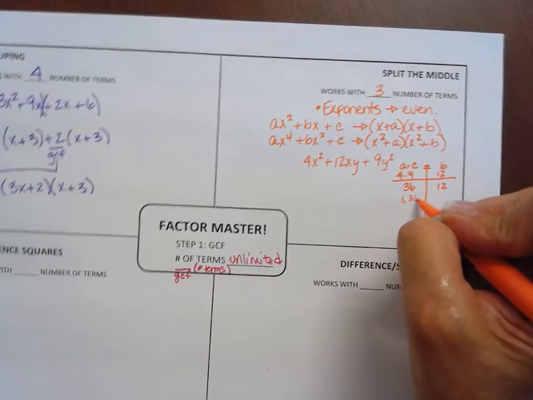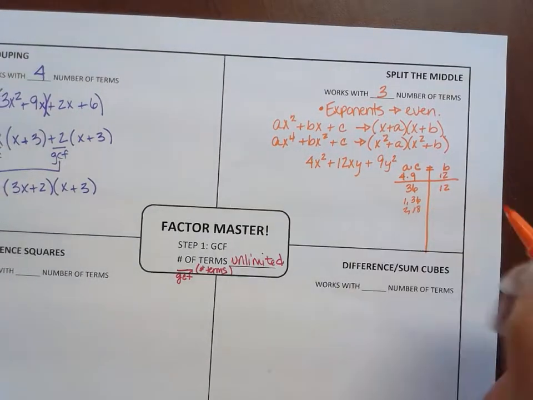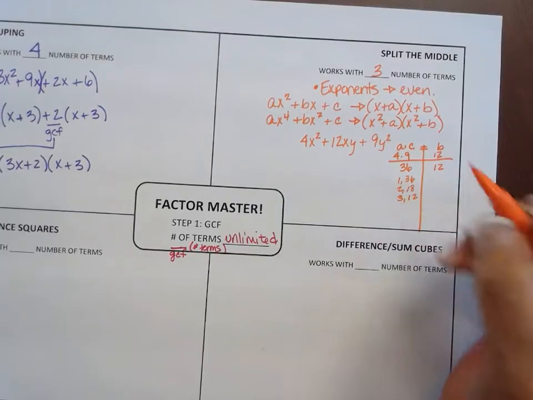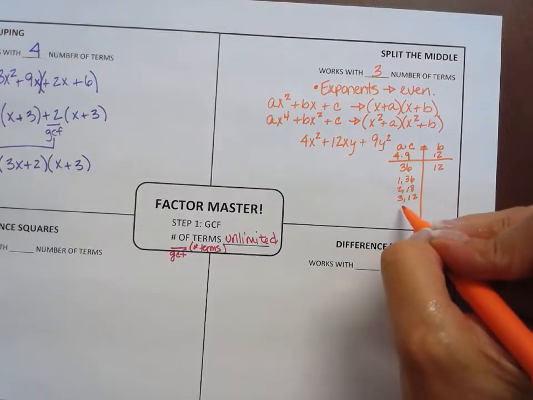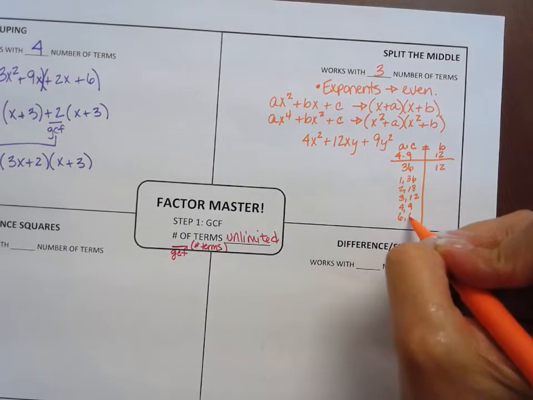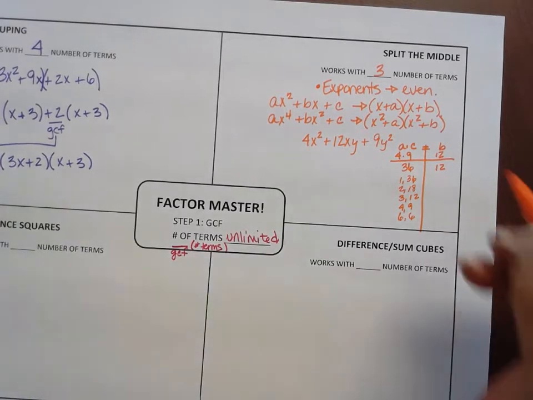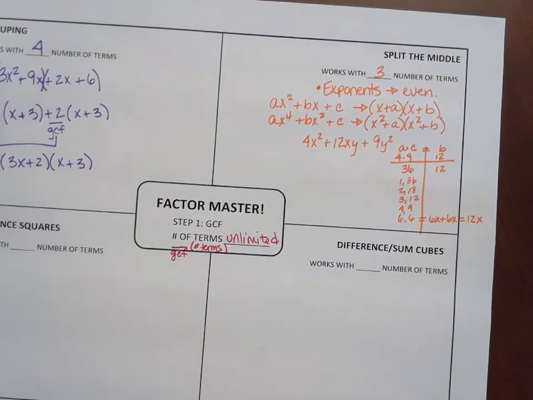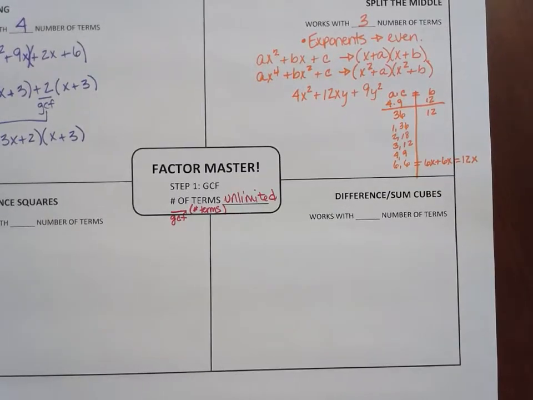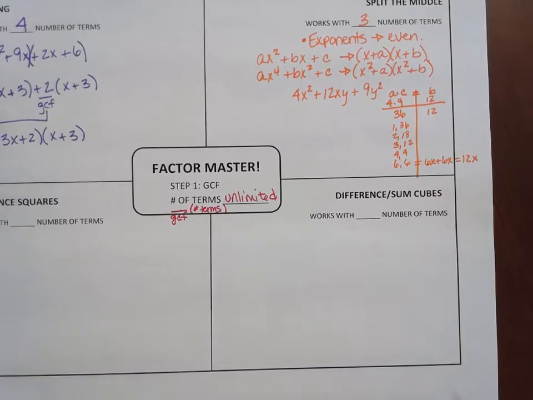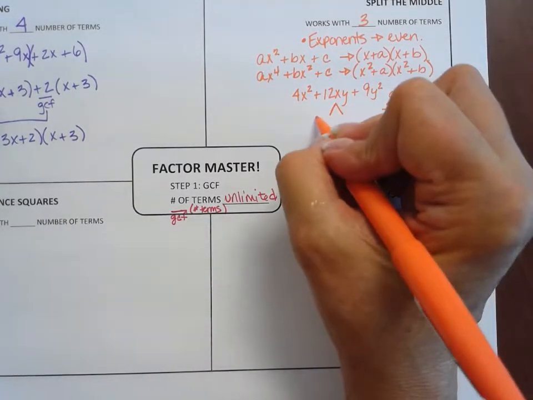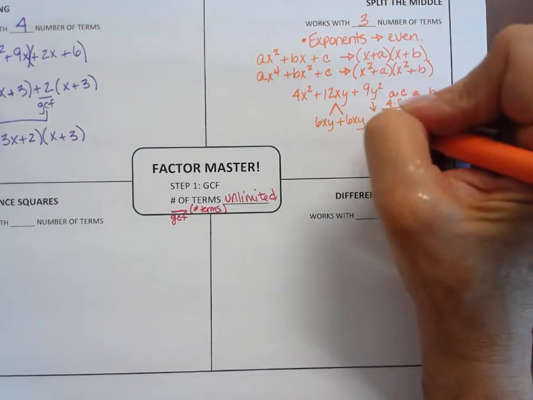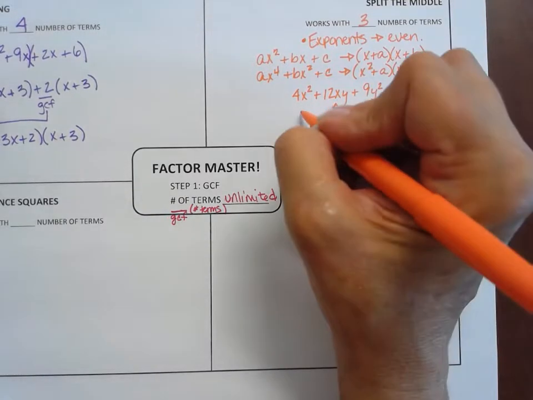Now I know it's not 1 and 36. I know it's not 2 and 18. Let's see, 3 and 12, that's not going to work. 4 and 9 is not going to work. Oh, look, 6 and 6, because 6x plus 6x is going to be 12x. Yes? All right, so let's split that middle into 6xy and 6xy. My first and last terms just come along for the ride.